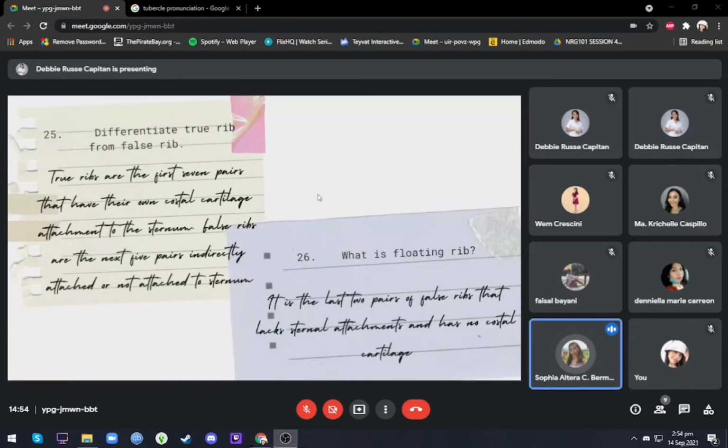Okay, so number 25, differentiate true ribs from false ribs. True ribs are the first seven pairs that have their own costal cartilage attachment to the sternum. False ribs are the next five pairs, indirectly attached or not attached to the sternum. Number 26. What is a floating rib? Floating ribs are the last two pairs of false ribs that lack sternal attachment and have no costal cartilage.